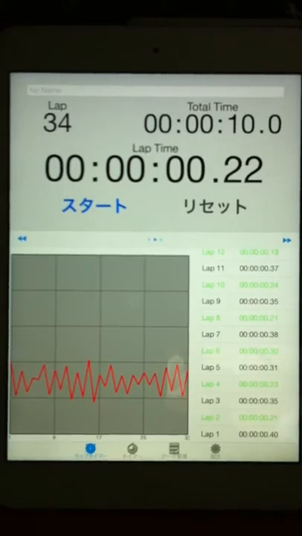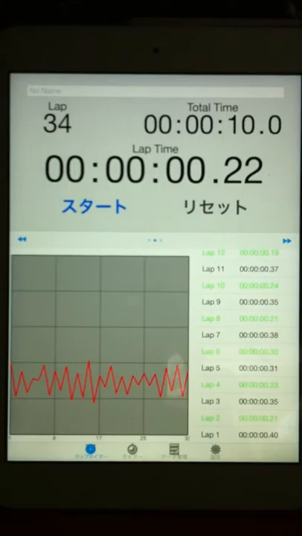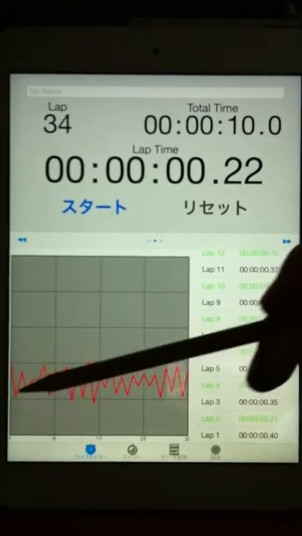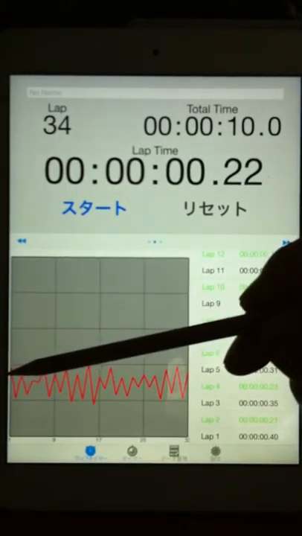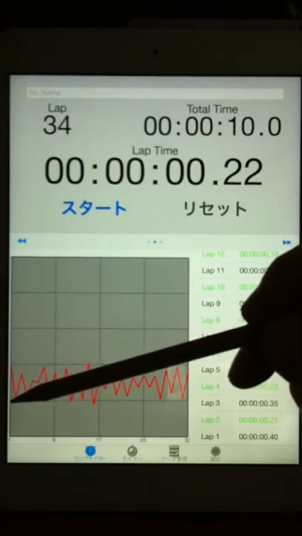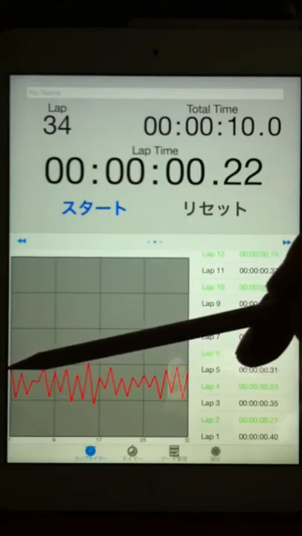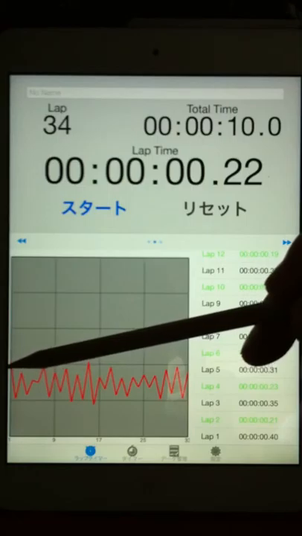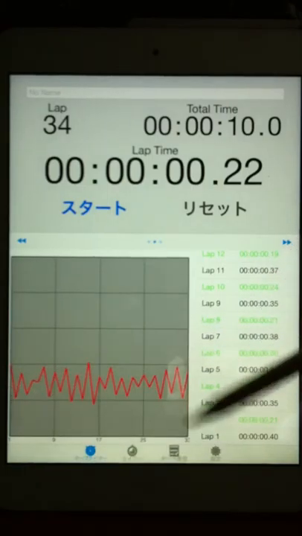difference is 1.9. 1.9 divided by 5.9 equals 32%. 32% is near 33% to 2-1 triplet bounce.